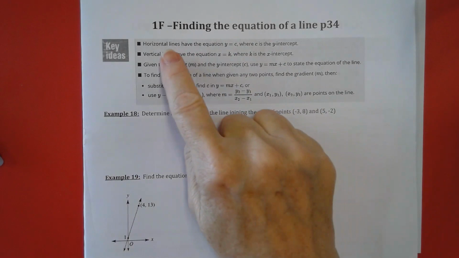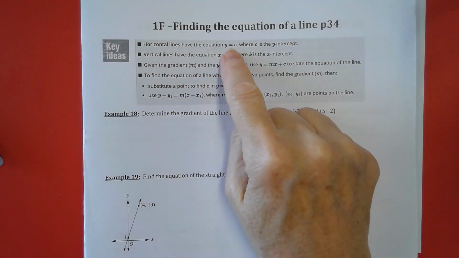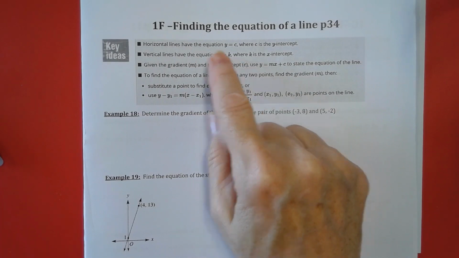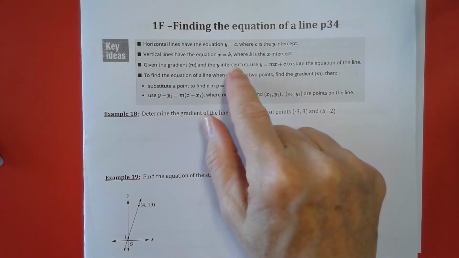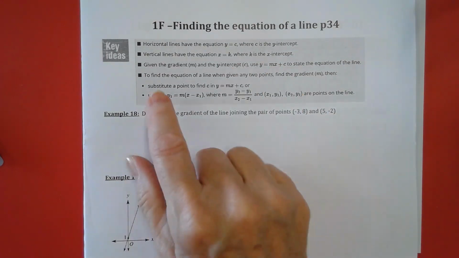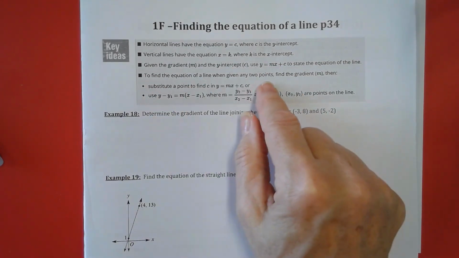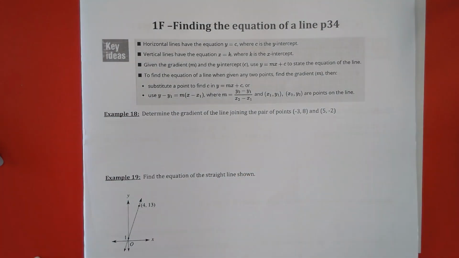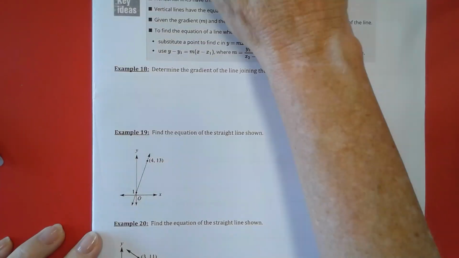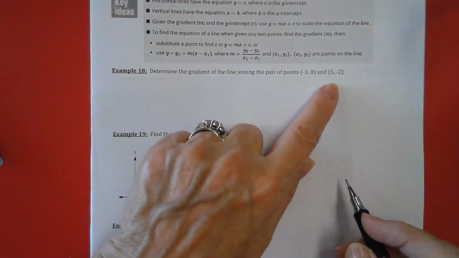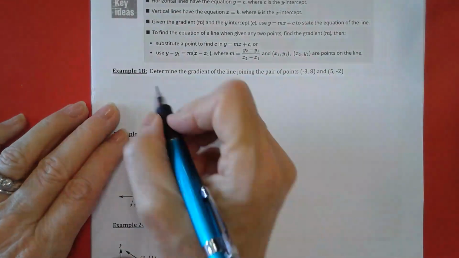It reminds you about horizontal line equations and vertical line equations, and it reminds you about gradient and y-intercept in that form of an equation. So we've just done that in the last section. And then it says to find an equation given 2 points, first find the gradient. So let's do that. Let's go to 18, and it says determine the gradient of the line joining this pair of points. So up there it gives you a formula for gradient.